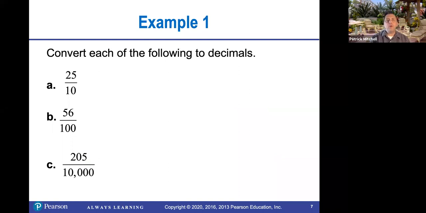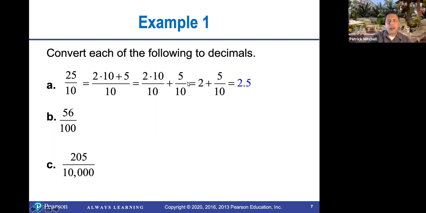In this example, we'll convert each of the following to decimals, starting with 25 tenths. So what we want to do with that first is basically change it to a mixed number. And they're doing that the long way. We talked about the shortcut a few sections ago. 25 tenths is 2 and 5/10, which as a decimal is 2.5. It's written like that. These other ones are a little simpler because they are proper fractions.